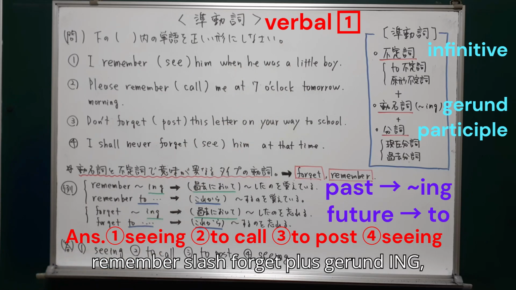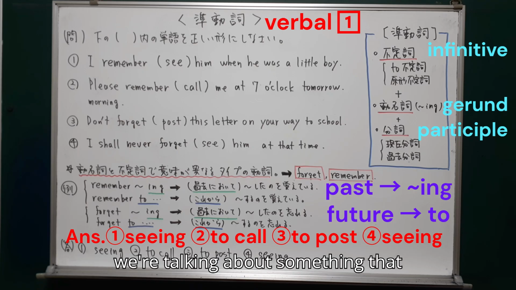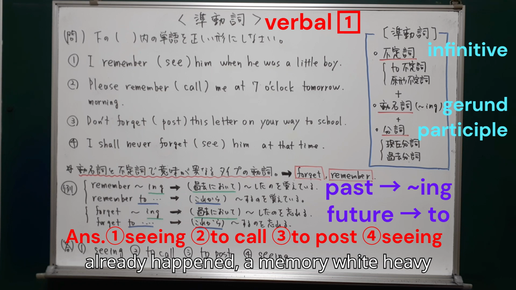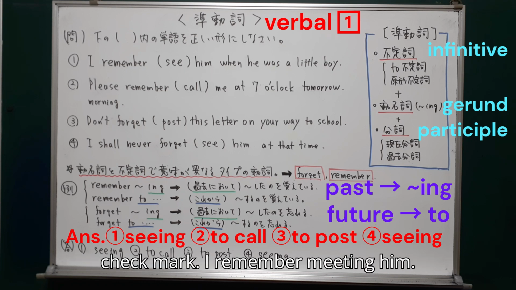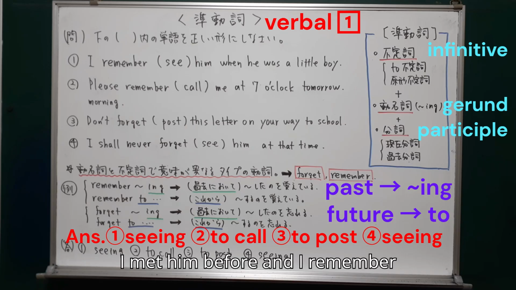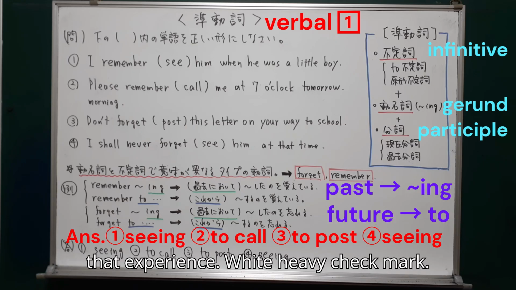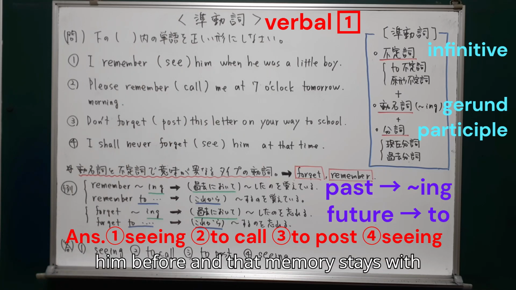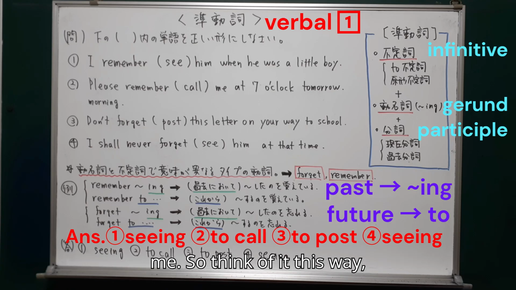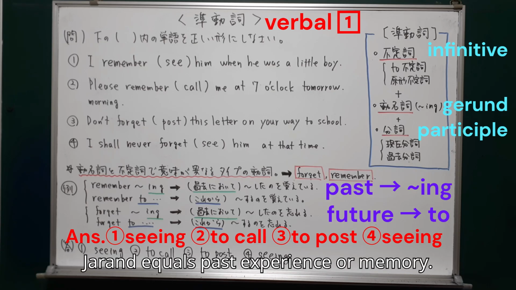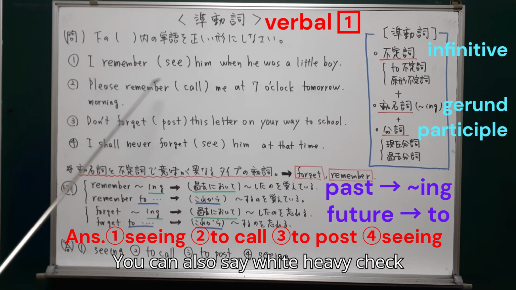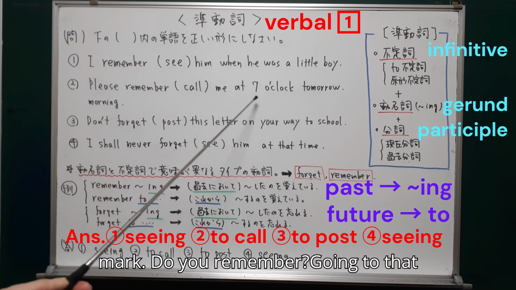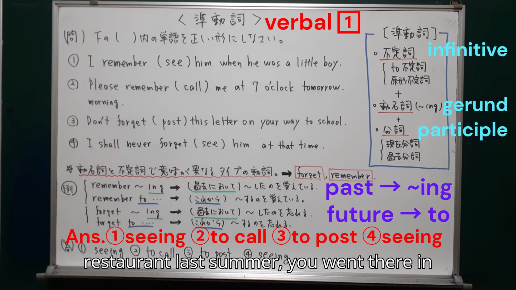Key point: remember/forget plus gerund. When we use remember/forget plus gerund, ing, we're talking about something that already happened, a memory. I remember meeting him. I met him before, and I remember that experience. I'll never forget seeing him. I saw him before, and that memory stays with me. So think of it this way. Gerund equals past experience or memory. You can also say, do you remember going to that restaurant last summer? You went there in the past, right?